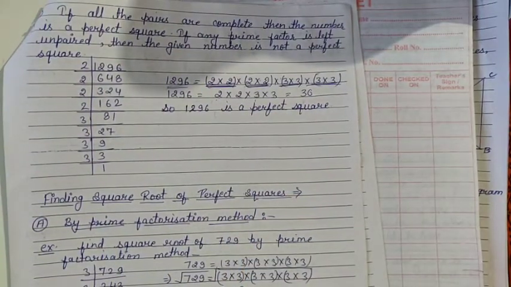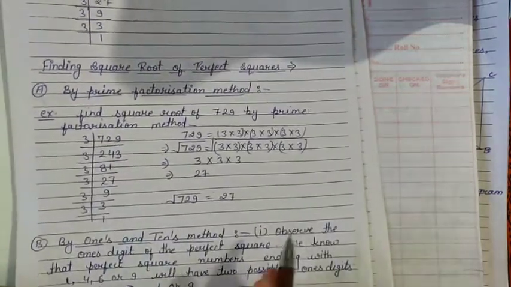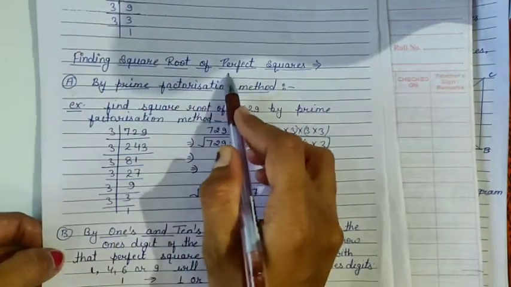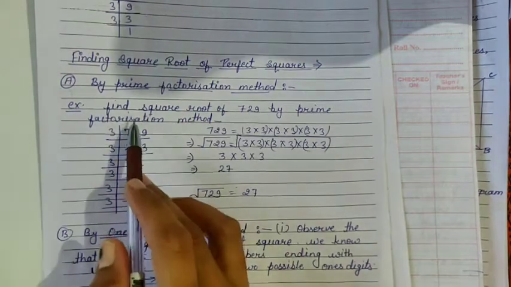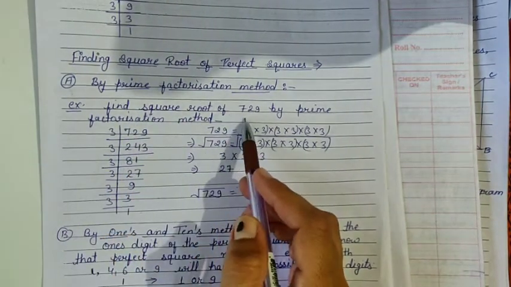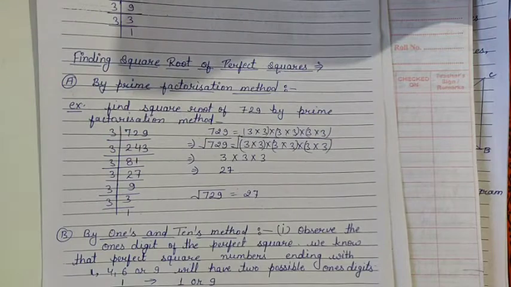This is the way to find whether a given number is a perfect square or not, and how to find the square root of a given number. Now, finding square root of a perfect square by prime factorization method. Find square root of 729 by prime factorization method. To find square root of a given number by prime factorization, firstly we will do prime factors of the given number, and after then we will make the pairs of equal factors.